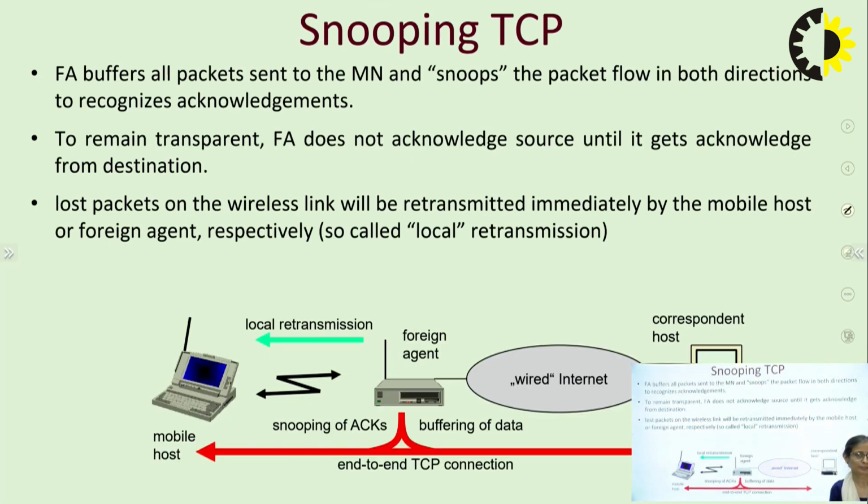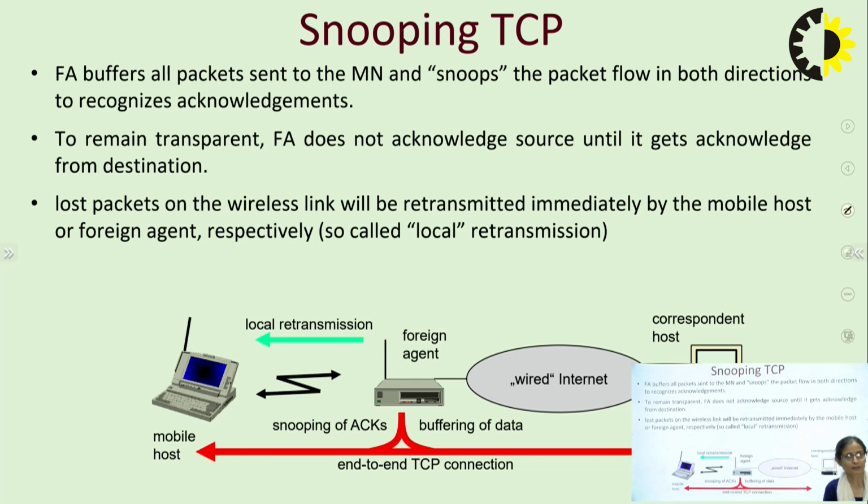Another important variant is snooping TCP. In the case of snooping TCP, FA buffers all the packets sent to the MN and snoops the packet flow in both directions to recognize the acknowledgements. To remain transparent, FA does not acknowledge the source until it gets the acknowledgement from the destination.